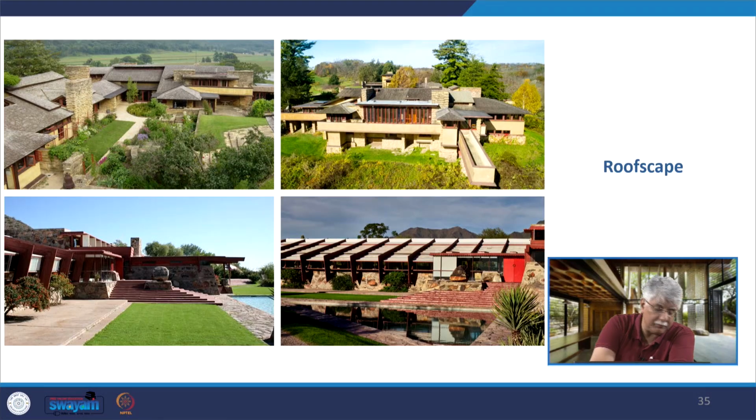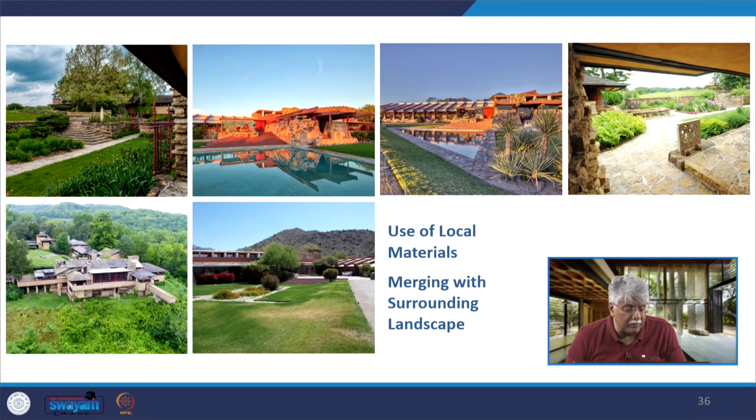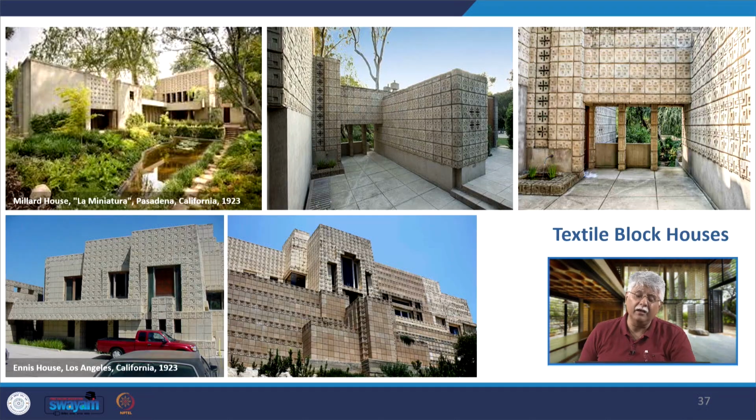Then the roofscape, he had an amazing sense of roofscape in both the Taliesins. There was a whole way in which the roofs were organized together. He used local materials in both of them, merging them with the surrounding landscape, and then he started designing what came to be called the textile block houses. So he continued building with the textile block houses.